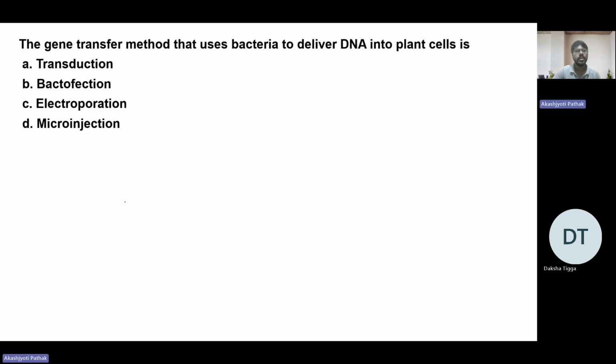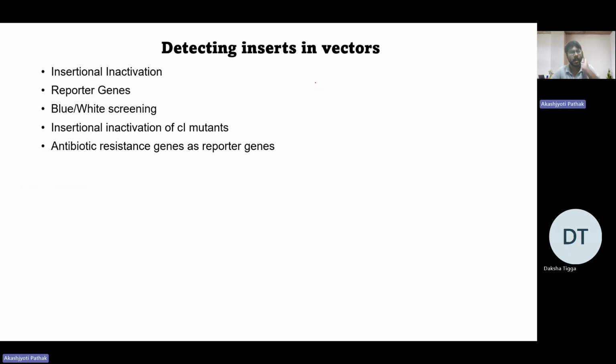Okay. So the gene transfer method that uses bacteria to deliver DNA into plant cells, that is bacterfection, just now we learned. It uses the same principle that Agrobacterium tumefaciens uses to inject its plasmid into the plant cell, isn't it? Answer is bacterfection.